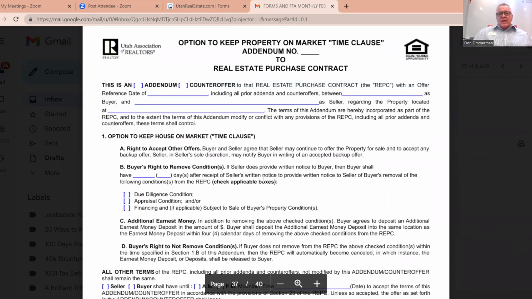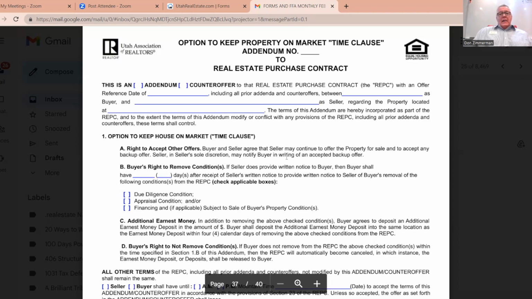Option to keep the property on the market. This is what is commonly referred to as a time clause addendum. This is in the amendatory language too, that you can add to an addendum that has other things on it. I prefer to do this as a separate addendum because it's important to make sure everybody understands.